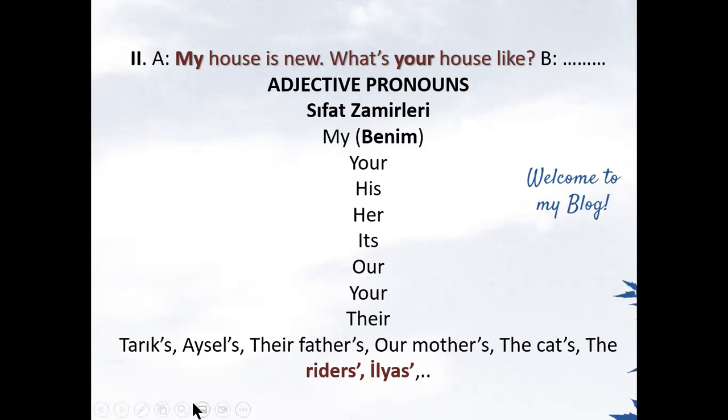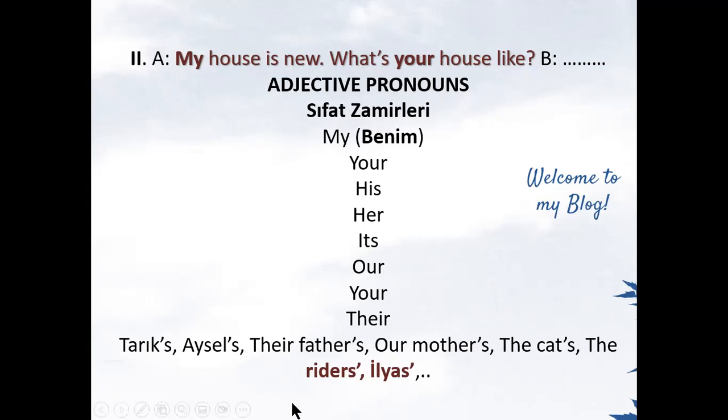Yes. Here again, Tarık's, attention please, Tarık's house is new. What is Aysel's house like? Their father's house is new. What is our mother's house like? Or the cat's cottage is new. What is the dog's cottage like?